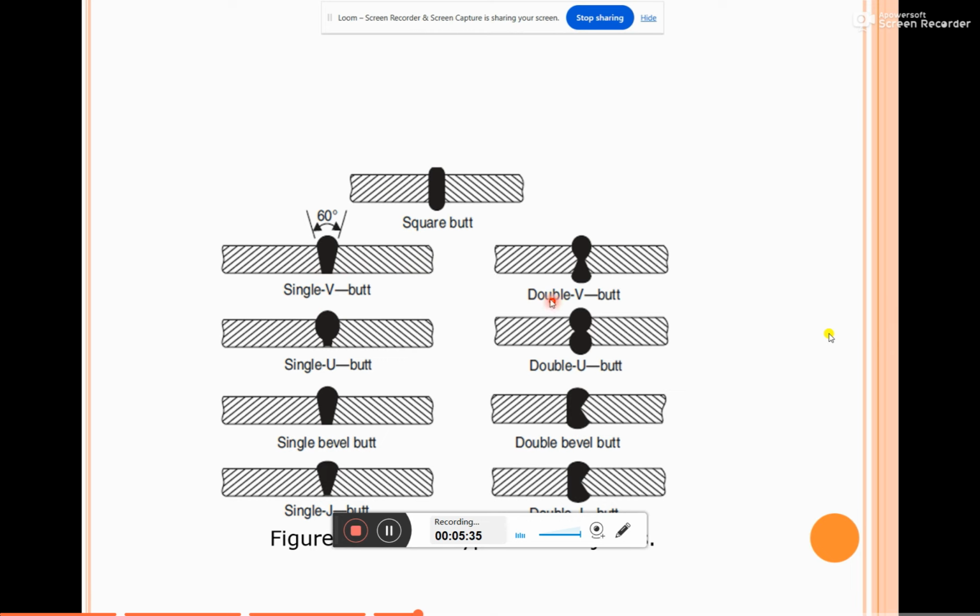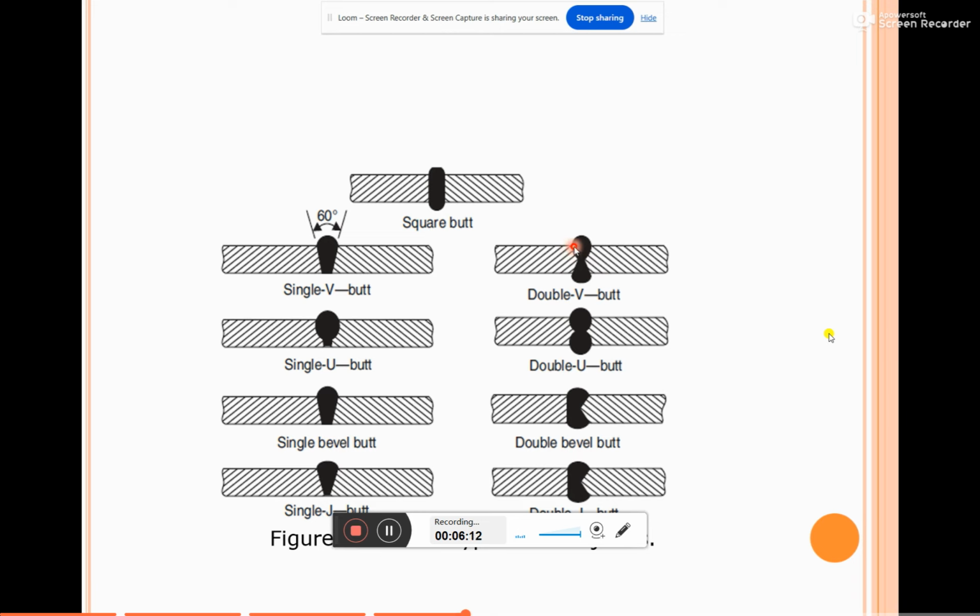The next one is the double V butt joint. Here, this is one workpiece and this is the other workpiece. Both pieces are beveled from both sides, on this particular side and this particular side, and it forms a V-type groove. Such a joint we call the double V butt joint.